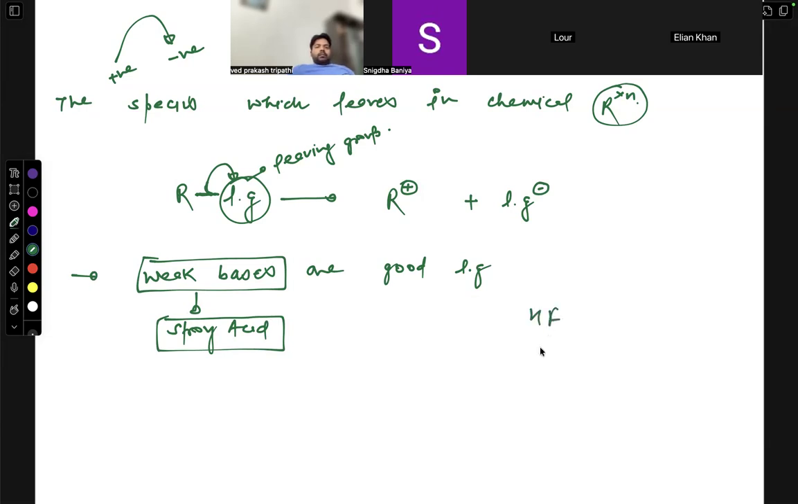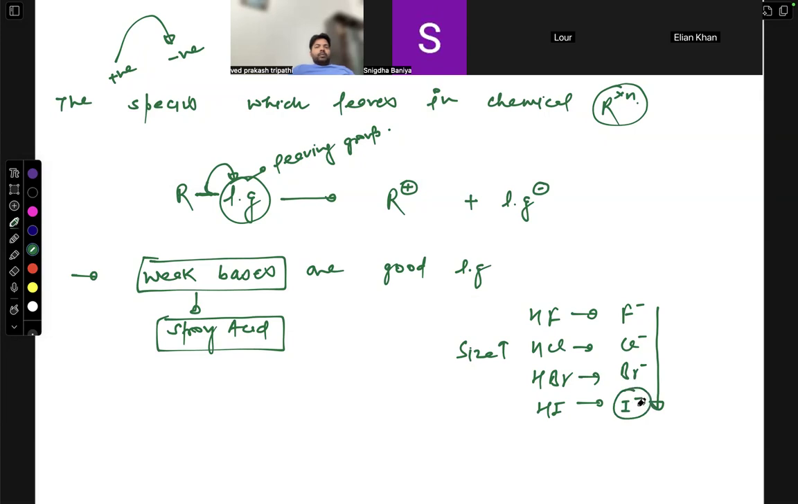Suppose you have HF, HCl, HBr and HI, and we have to compare the acidic strength of these acids. So first of all, you have to make the conjugate bases, which means F minus, Cl minus, Br minus, I minus. Now you know that moving top to bottom, size increases. And this anion is more stable because in bigger size, we have less charge density. So the stability of I minus is greater than Br minus, than Cl minus, than F minus. So this is the acidic strength order.